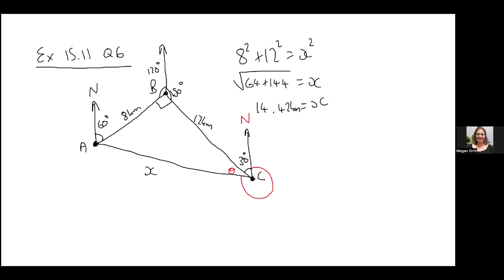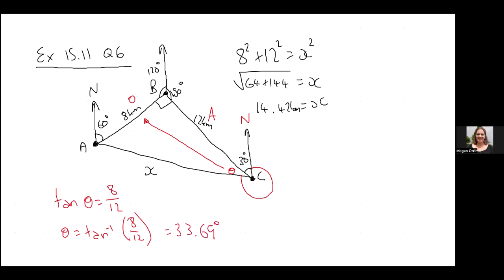Of course I do. I'm going to do tan so I can use my opposite and my adjacent. So tan of my angle equals 8 over 12. Then the inverse tan, because I'm trying to find an angle, of 8 over 12. If you type that into a calculator, you will get 33.69 degrees. So then 360 minus this 30 here.